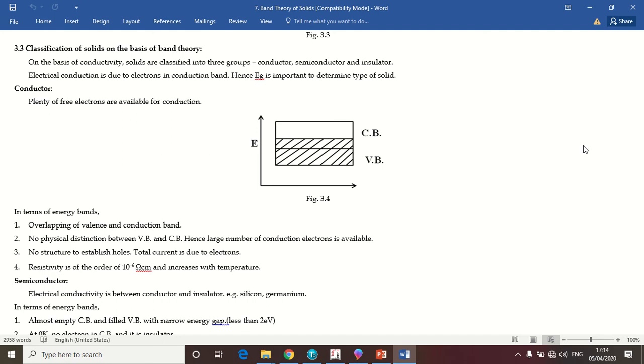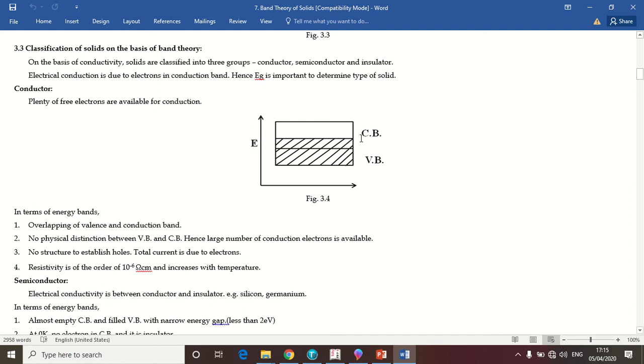Valence band is the band which contains valence electrons. The band may be completely occupied or partially occupied. Conduction band is the next permitted higher energy band to the valence band. This conduction band may be partially occupied or fully empty. And the forbidden gap is nothing but the energy gap between valence band and conduction band.